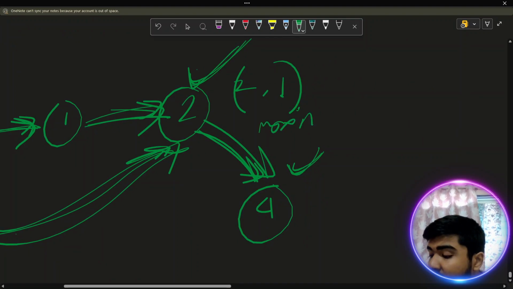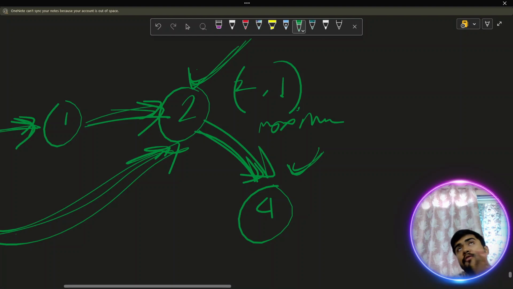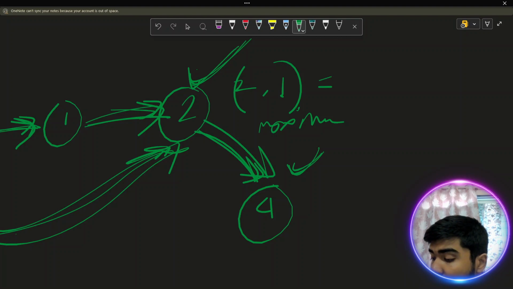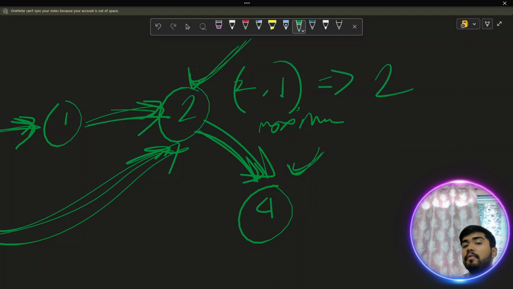That is mentioned in the problem statement. We only have to consider those nodes which are reachable from both node 1 and node 2. Who are those? 2 and 4. Now we have to check the distance of the common nodes reachable from both. Node 2 is at a distance of 2 from node 1 and at a distance of 1 from node 2. Now we take the maximum of those. The maximum of 2 and 1 is 2.